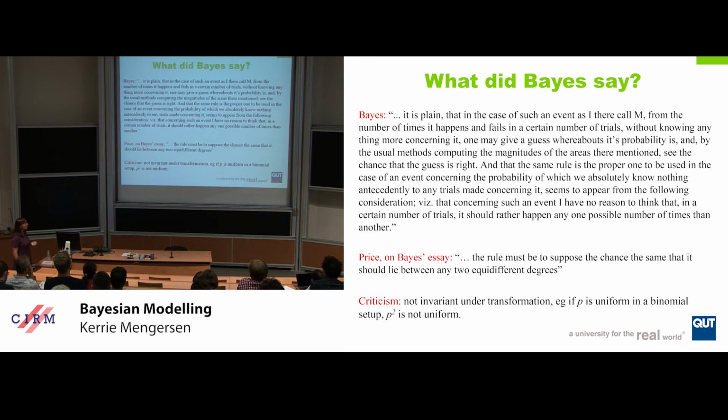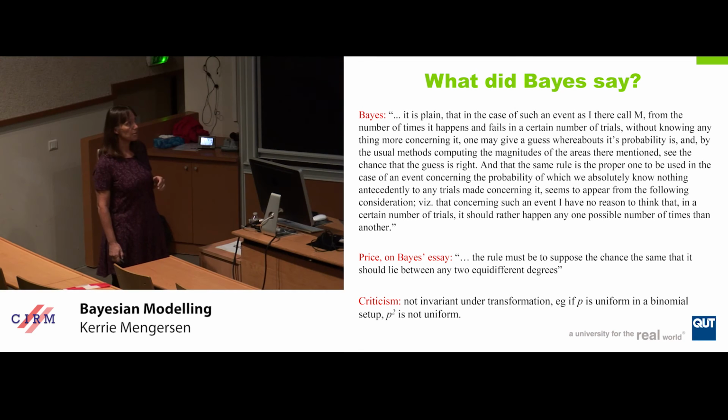And the same rule is the proper one to be used in the case of an event concerning the probability of which we absolutely know nothing antecedently to any trials made concerning it. It seems to appear from the following consideration. Concerning such an event, I have no reason to think that in a certain number of trials, it should rather happen any one possible number of times than another.